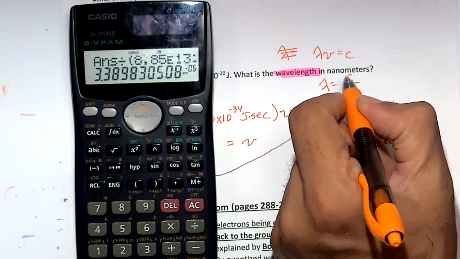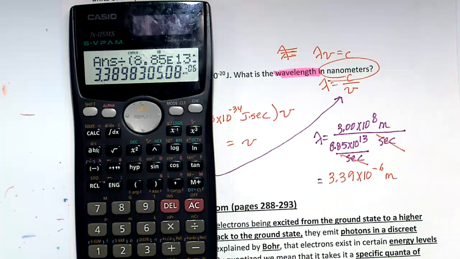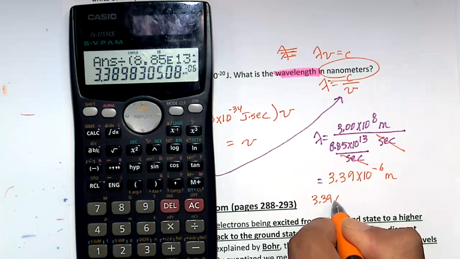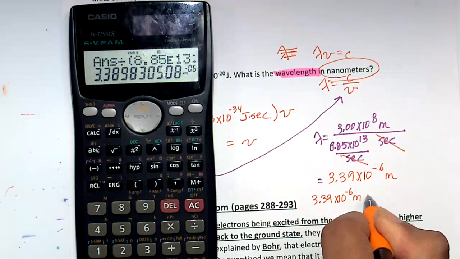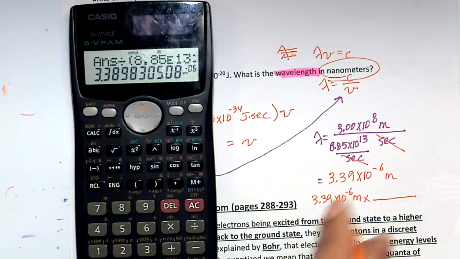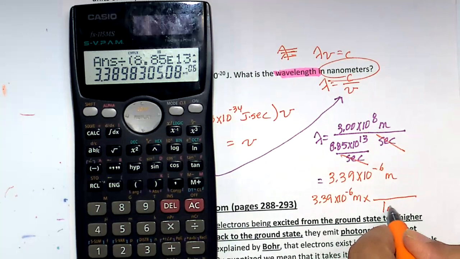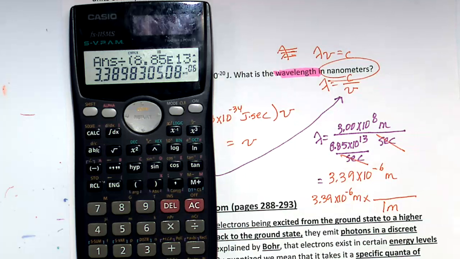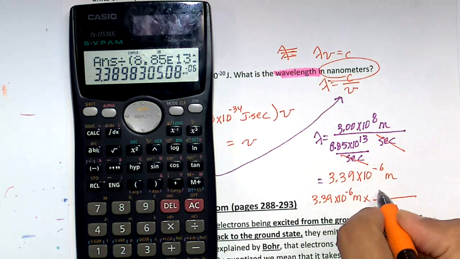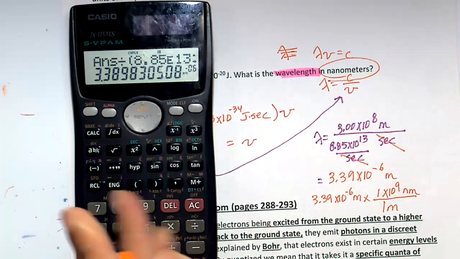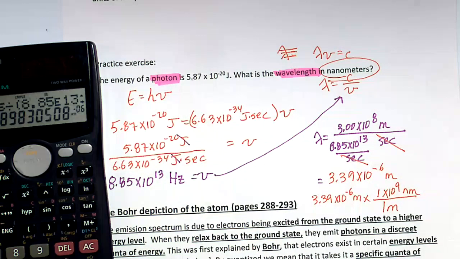That's technically our answer, but generally we like to use nanometers. So to get it in nanometers, 3.39 times 10 to the minus 6 meters, times 1 meter. Okay, 1 meter has a lot of nanometers in it. Nano is very small, so 1 meter has a lot of nanometers, and nano is 10 to the 9th nanometers. That's the conversion factor.